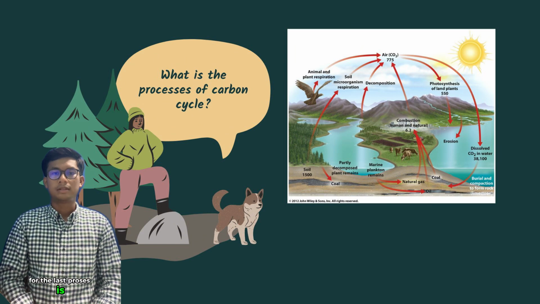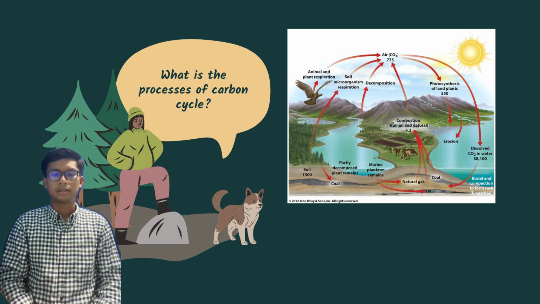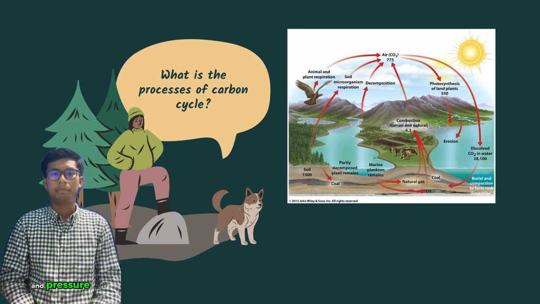The last process is called oceanic processes. Oceanic processes are crucial in the carbon cycle, serving as a major carbon sink. The ocean absorbs atmospheric carbon dioxide through physical and biological processes. Physical absorption involves the dissolution of carbon dioxide in seawater, regulated by temperature and pressure.